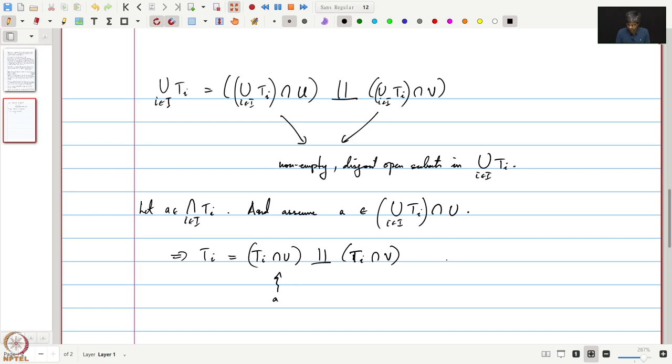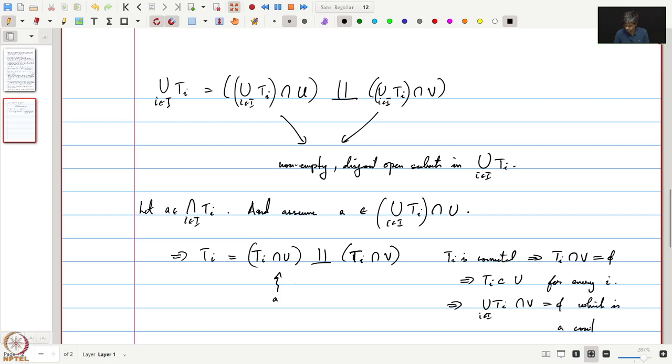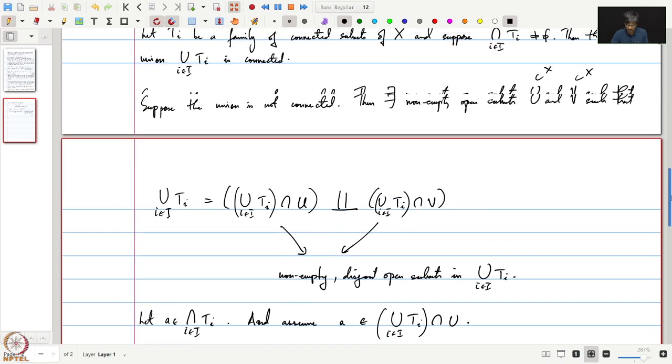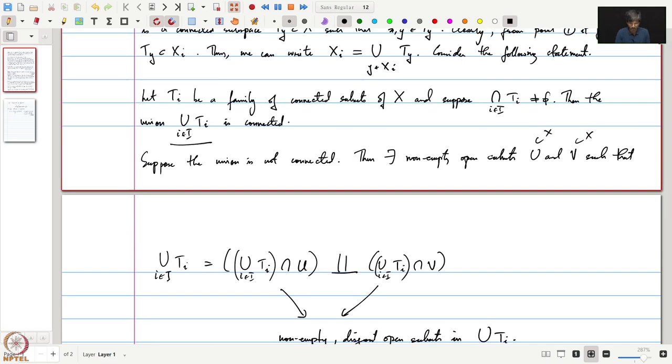And on the other hand, T_i is connected. This forces that T_i intersection V has to be empty. So this implies that T_i is completely contained inside U, for every i. And this happens for every i, so this implies that this union of T_i intersected with V is empty, which is a contradiction. So this intermediate lemma tells us that this union is connected when all the T_i's are connected and their intersection is non-empty. So now we will apply this to our situation.